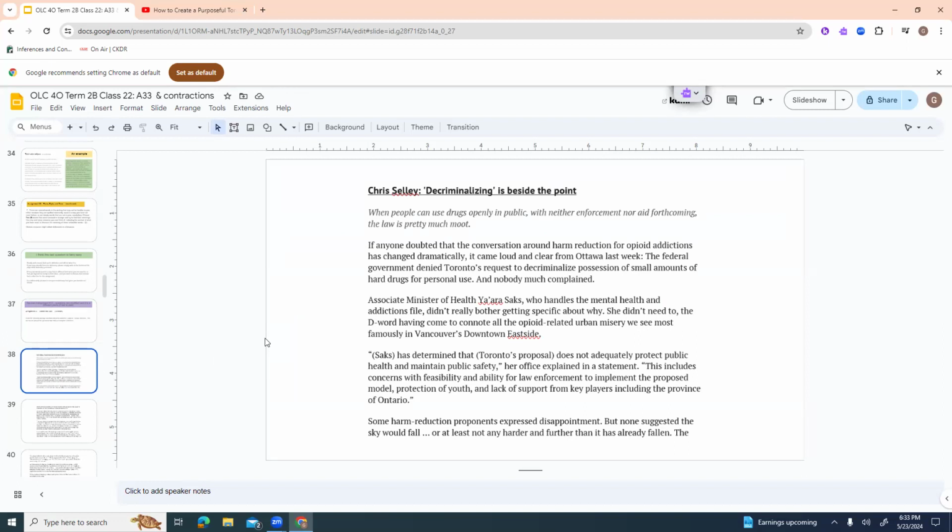Chris Selly, decriminalizing is besides the point. When people can use drugs openly in public with neither enforcement nor aid forthcoming, the law is pretty much mute. If anyone doubted that the conversation around harm reduction for opioid addictions has changed dramatically, it came loud and clear from Ottawa last week. The federal government denied Toronto's request to decriminalize possession of small amounts of hard drugs for personal use, and nobody much complained.